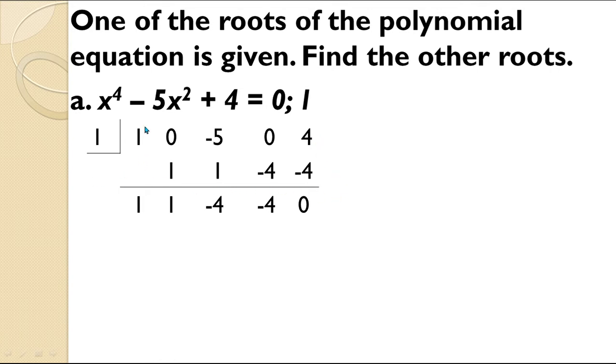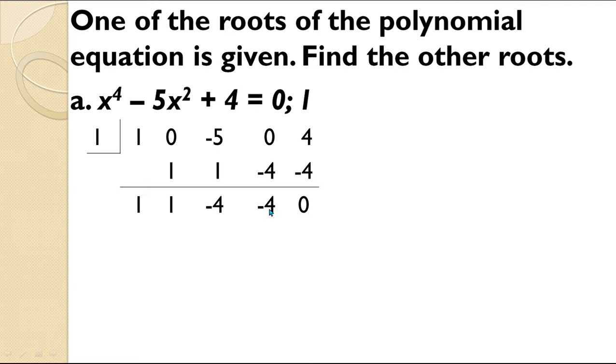Then bring down the first numerical coefficient, then multiply it to the divisor, the given root. So 1 times 1 is 1, 0 plus 1 is 1, 1 times 1 is 1, negative 5 plus positive 1 is negative 4, negative 4 times 1 is negative 4. 0 plus negative 4 ay negative 4.